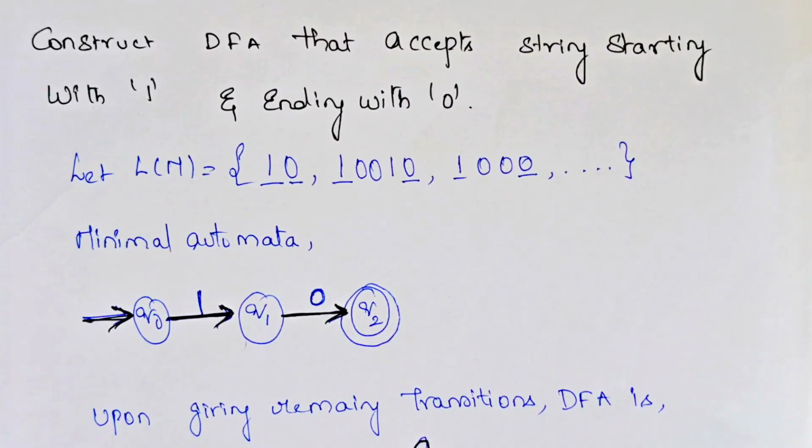Construction of a DFA for a language starting with 1 and ending with 0. Let L of M be a language. The sample strings are 10, 100, 1000, and so on. Here all the strings are starting with 1 and ending with 0. Thus the minimal automata will contain the starting symbol and ending symbol. So Q0 on 1 moves to Q1, on 0 moves to Q2. Upon giving the remaining input transitions, we get a complete DFA.